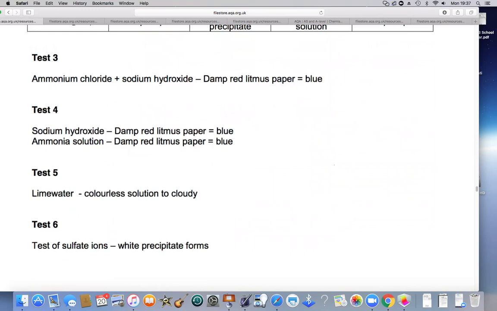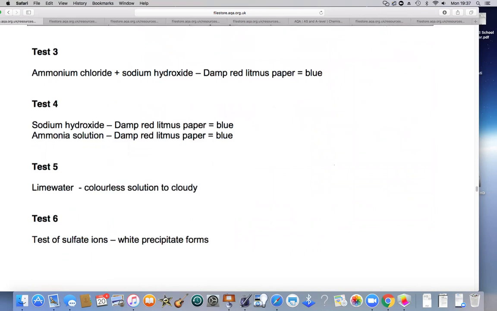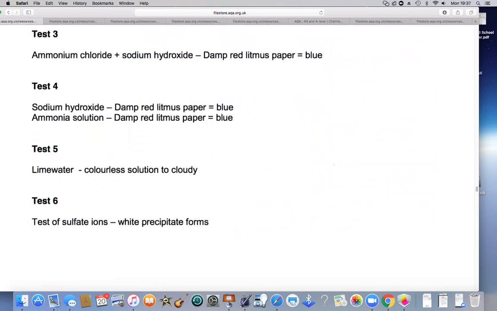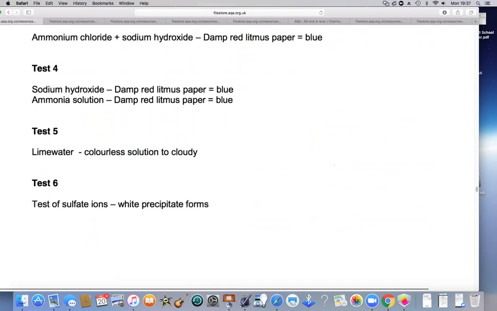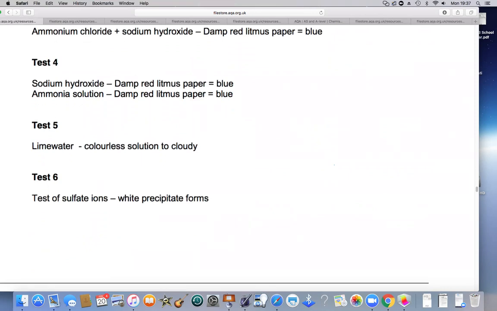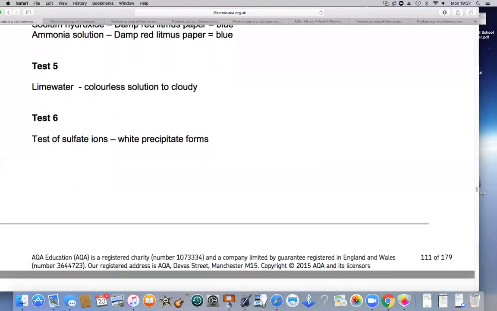The ammonium chloride test, really clear: red litmus paper turns blue. Sodium hydroxide and ammonia will do the same thing. The red litmus turns blue. Sulfate ions, white precipitate forms. Lime water will turn cloudy for positive carbonate tests.